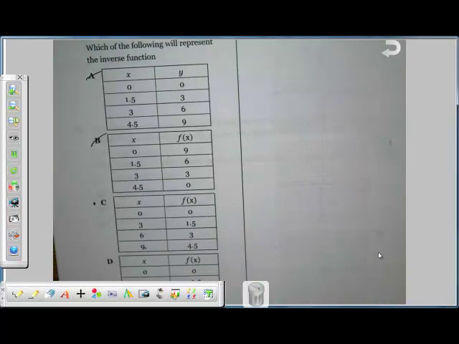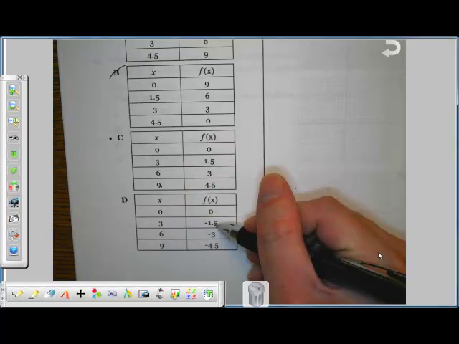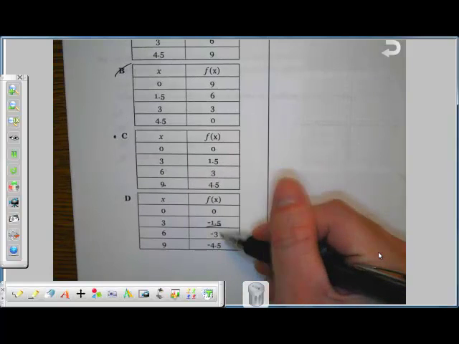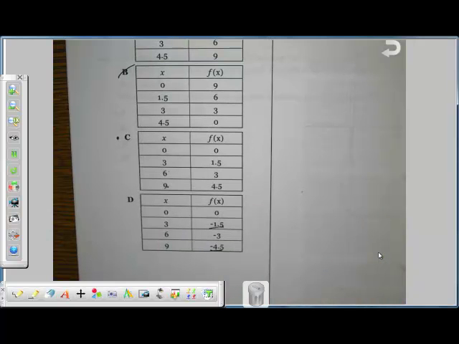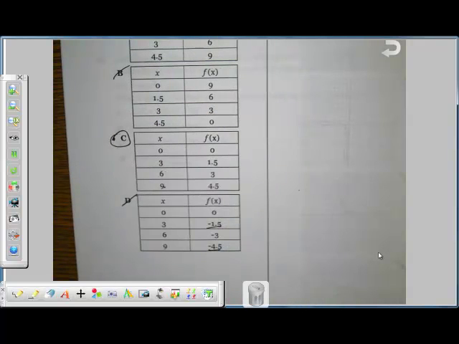Let's double check the last one just to make sure that Mr. Saberian wasn't being too evil. 0, 3, 6, 9. Oh! Negative values. Oh, man. That's Saberian. He's a tricky man. He almost got us. All right. Correct response was C.